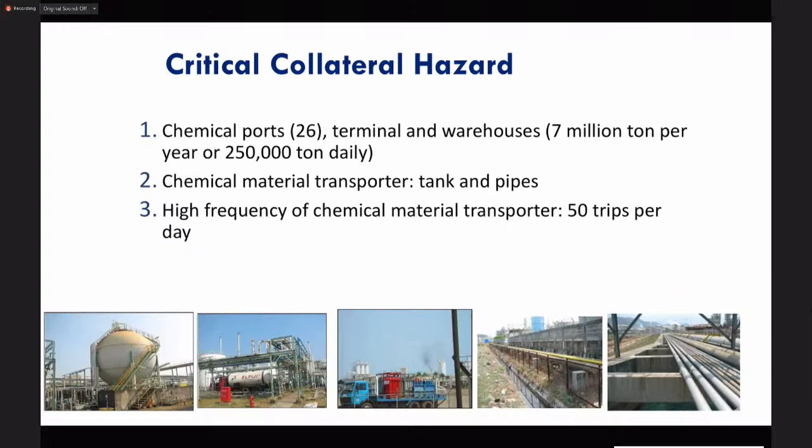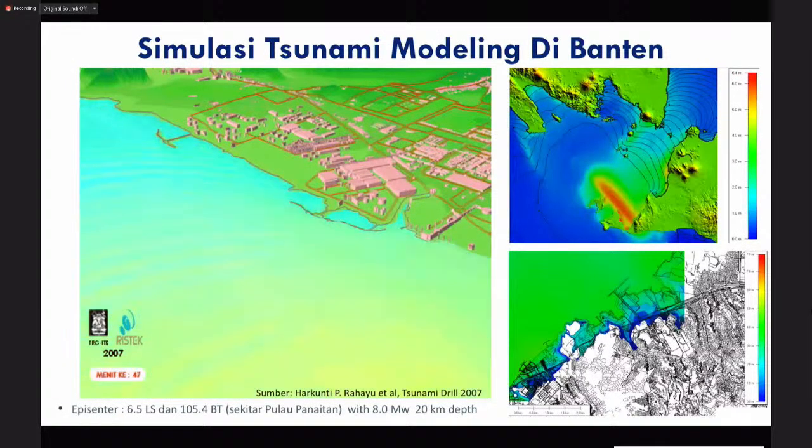So it's not simply that we have the inundation of the tsunami, or how the wind direction goes, but we need to understand the behavior or the phenomena of this collateral hazard due to the earthquake, tsunami, as well as the impact of the wind. So this is what we did back in 2007.